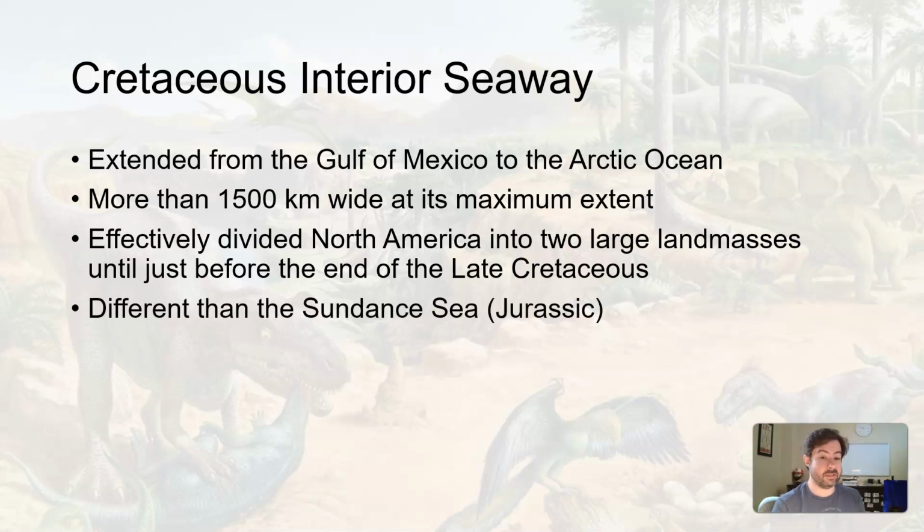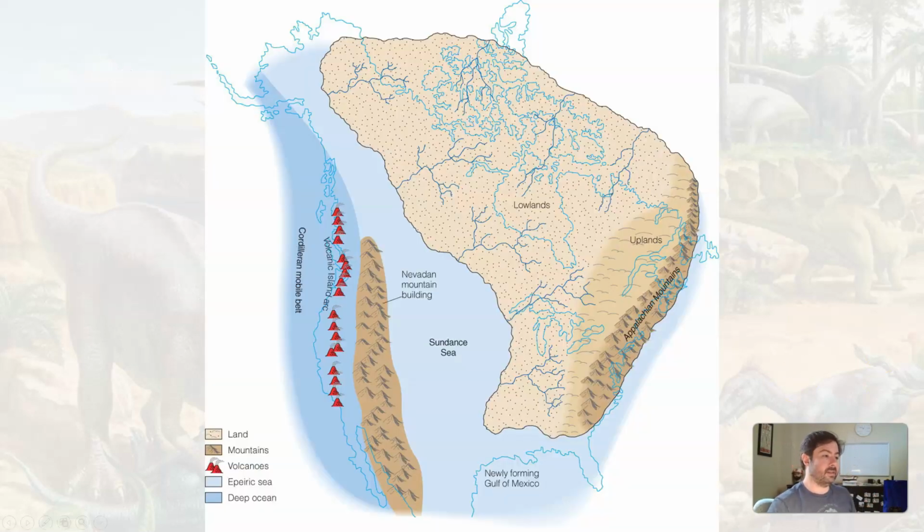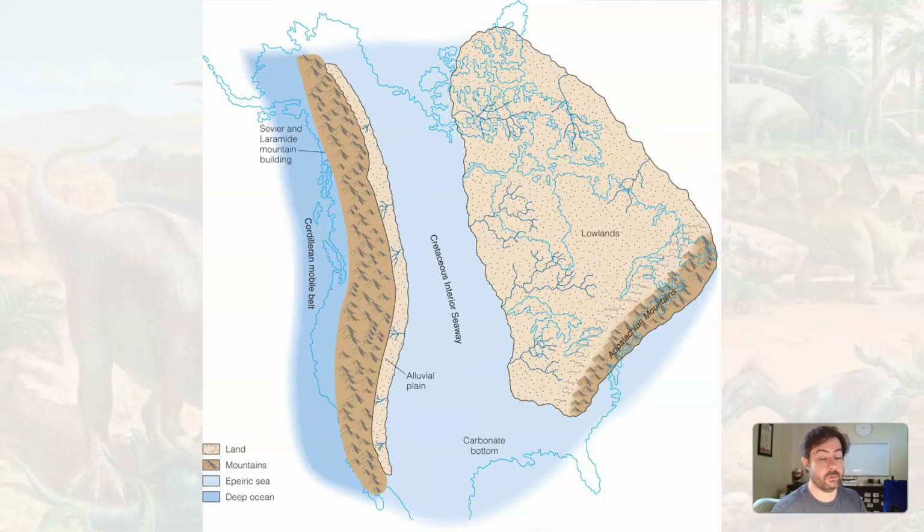This is different than the Sundance Sea, which occurred in the Jurassic period. This is the Cretaceous period now. So the Sundance Sea just kind of came in. Notice the mountain building event here in the Cordilleran. We're only kind of through the Nevadan orogenies here. So this is the Sundance Sea. This is what occurred in the Jurassic. This is not the continental interior seaway, or the Cretaceous interior seaway, excuse me. This is, all right? This is.